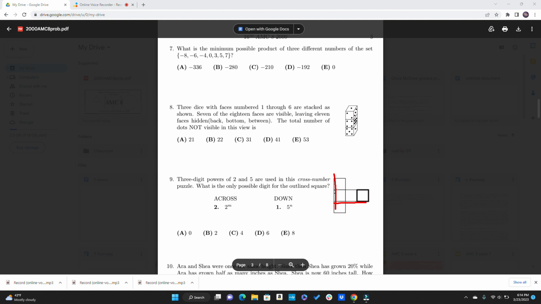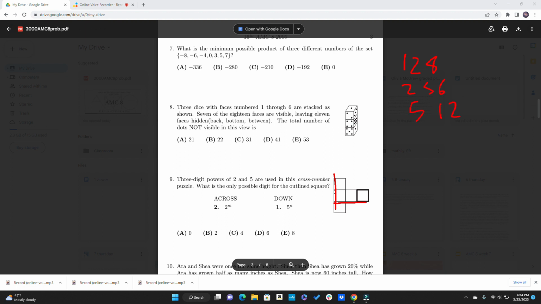Well, let's count some powers of 2. We got 2, 4, 8, 16. Notice I'm just multiplying by 2. 32, 64, and now we get to our 3-digit numbers. 128, 256, and 512. Multiplying by 2 again gives 1024, which is not a 3-digit number. So those are our 3-digit powers of 2.